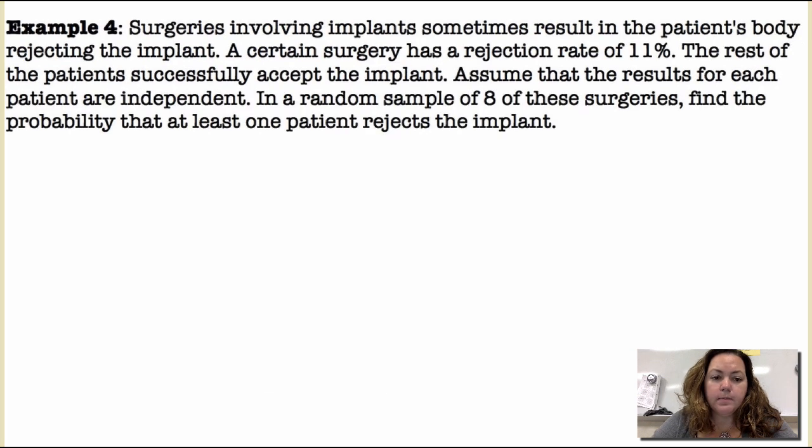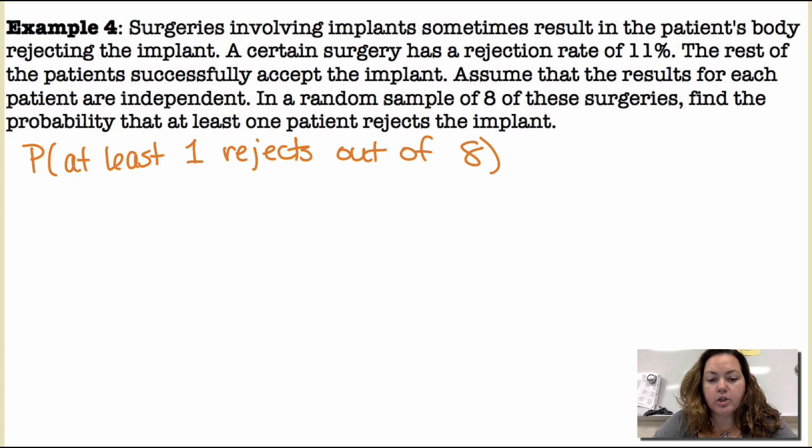All right, example 4. Surgeries involving implants sometimes result in the patient's body rejecting the implant. A certain surgery has a rejection rate of 11%. The rest of the patients successfully accept the implant. Assuming that the results from each patient are independent, in a random sample of 8 of these surgeries, find the probability that at least one patient rejects the implant. So remember, at least one would be 1 minus the probability of none. So 1 minus they all accept it, or none of them reject it.